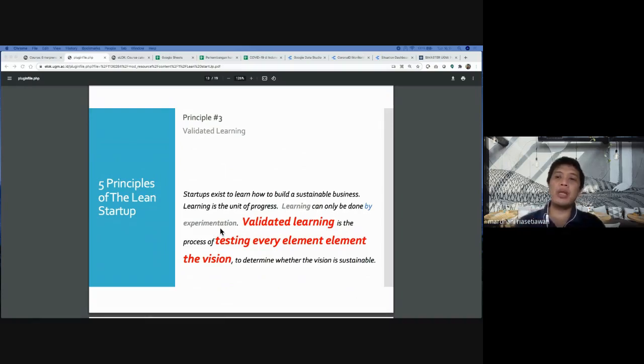If it fails, it doesn't matter. It means it's validated to be a failure. If it succeeds, there is still uncertainty, but it's validated as a success in that condition. How about another condition? Validated learning is the process of testing every element of the vision to determine whether the vision is sustainable. So that will be very important for you to see, to check and to know about this learning process.